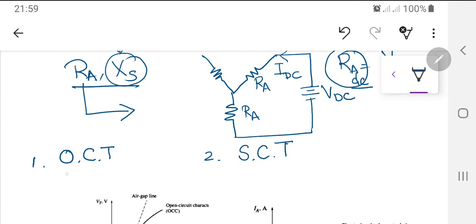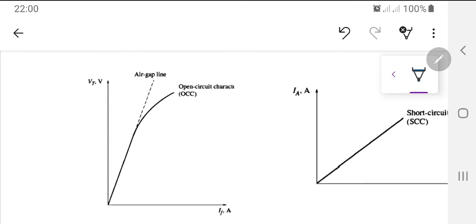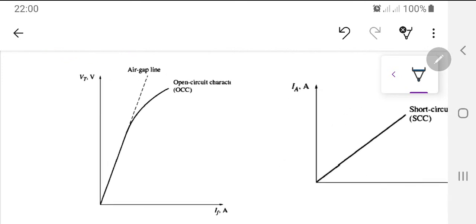Now first of all, talking about the open circuit test, that is OCT, if you can see on the left of my screen, I have a curve in which on the x-axis I have my field current, and on the y-axis I have my voltage. Now this voltage is the very same as EA or VT. Since this is open circuit characteristics, I am not going to attach any load. I'm going to run the generator at its rated speed. One thing very important here, the speed is a very critical factor.